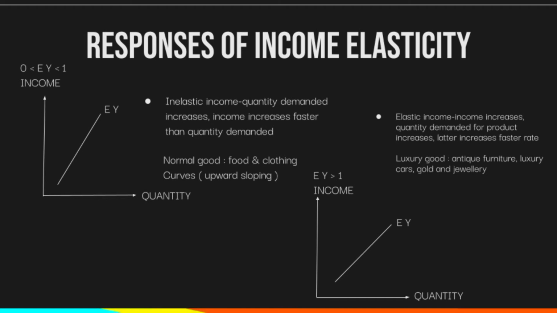And for elastic income condition, in which as the income increases, the quantity demanded for a product increases, although the latter increases at a faster rate. Most of the time, the type of good is a luxury good, such as antique furniture, luxury cars, gold and jewelry.